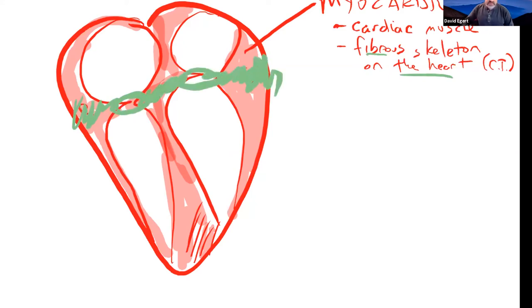So this fibrous skeleton of the heart does two things. One is it reinforces the valves so they don't rip apart when everything's under pressure, but it also electrically isolates the atria from the ventricles.